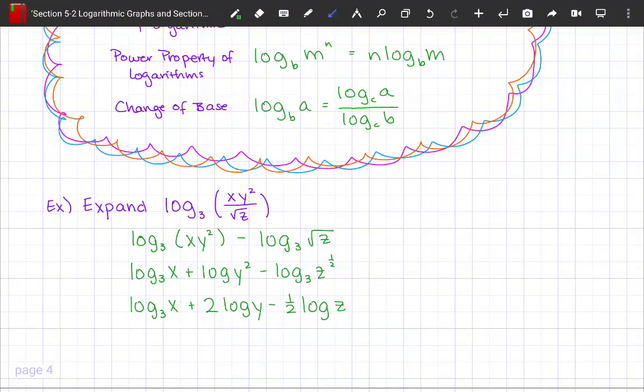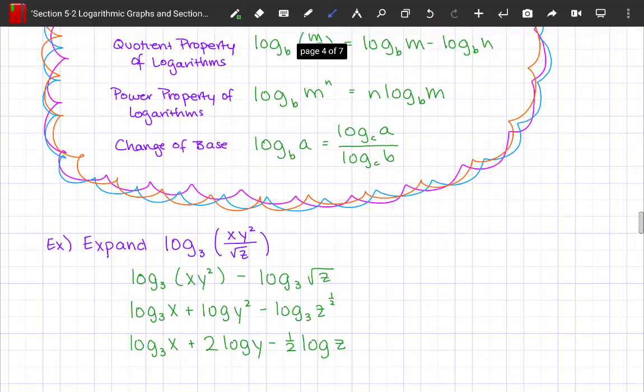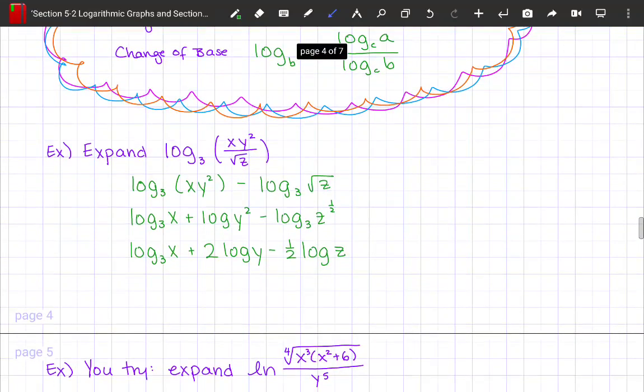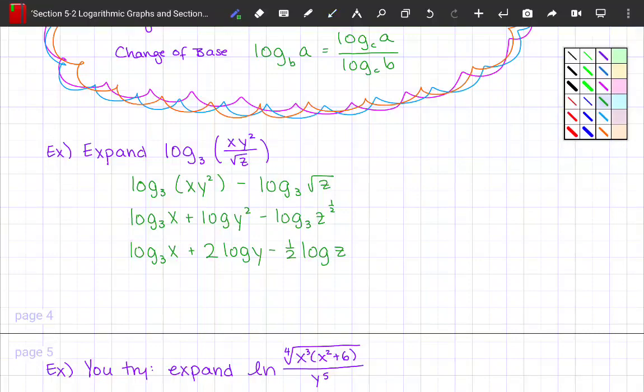We know we're done because we can't split up these arguments anymore. And thinking about our properties, we have product, quotient, and power. I don't see a product, quotient, or power in this argument, and I don't see a product, quotient, or power in this argument. So I know I'm done. So that's what we mean by expanding.